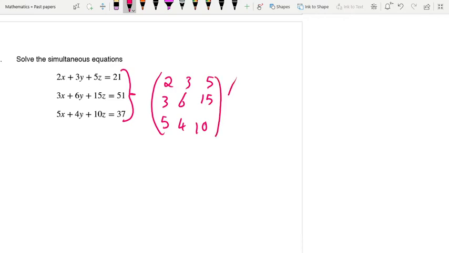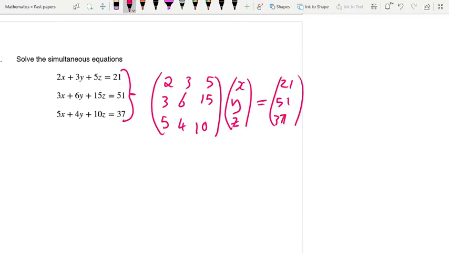And then we can think of this as multiplying by x, y, and z, and this is equal to 21, 51, 37. These numbers here are very not nice.